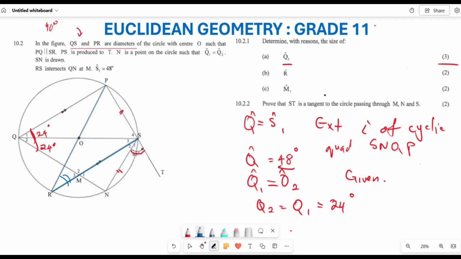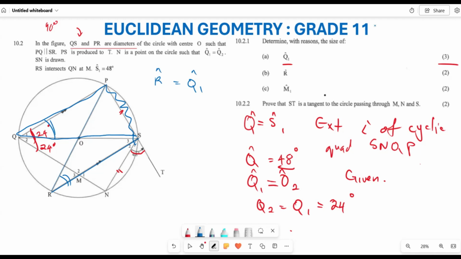Can you not conclude that this angle here is going to be the same as this particular angle here, because they're in the same segment? So can you not now conclude that your angle R here is going to be the same as your angle Q1? And what is going to be the reason here?